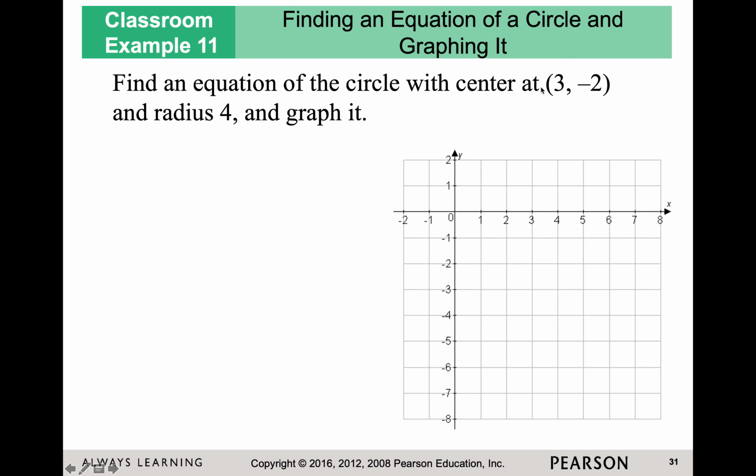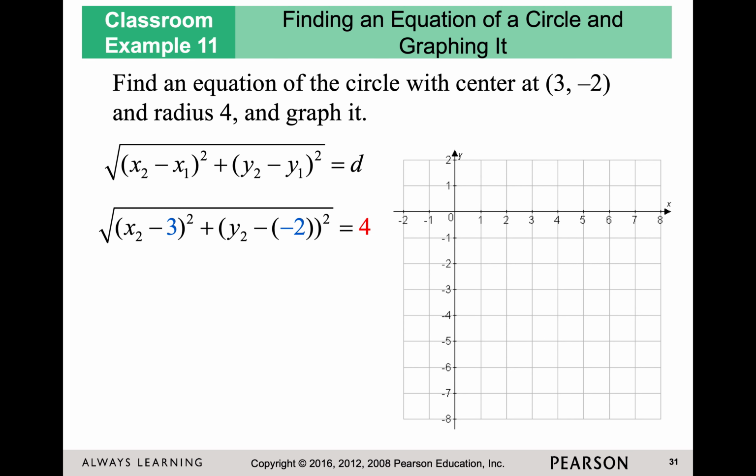This one has a center at 3, negative 2. So to find the equation, I'm going to use 3 for my x1, negative 2 for my y1. I'm going to simplify and I'm going to square both sides. The radius is always what you use for your distance, and you're always squaring both sides. Notice y plus 2. That's because minus a negative becomes plus a positive.